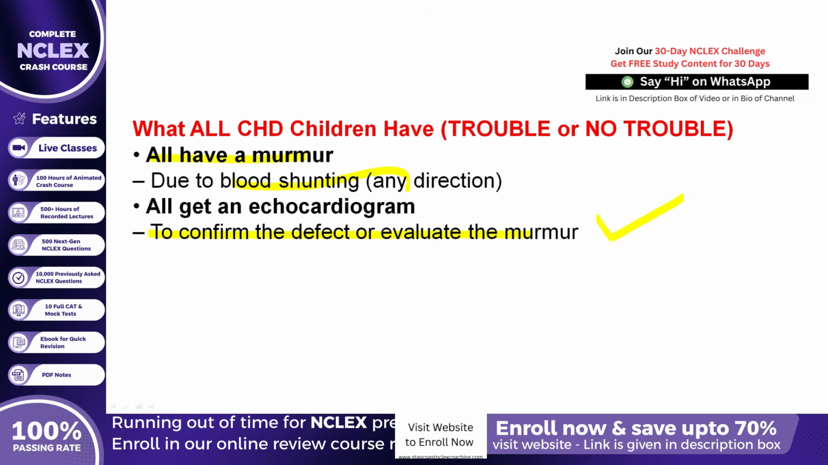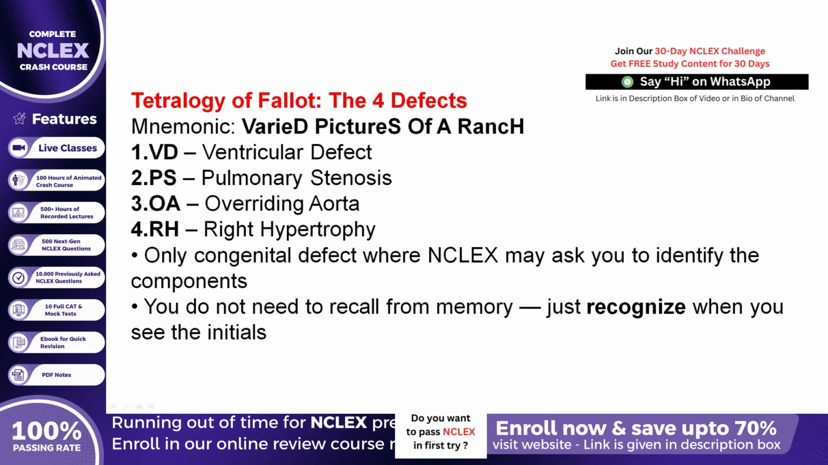Finally, when we talk about tetralogy of Fallot and its 4 defects, we use the mnemonic varied pictures of a ranch. VD stands for ventricular defect, PS stands for pulmonary stenosis, OA stands for overriding aorta, and RH stands for right hypertrophy. This is the only congenital defect where the NCLEX may ask you to identify the components, and you do not need to recall them from memory.